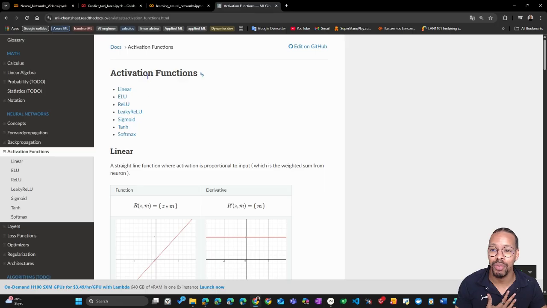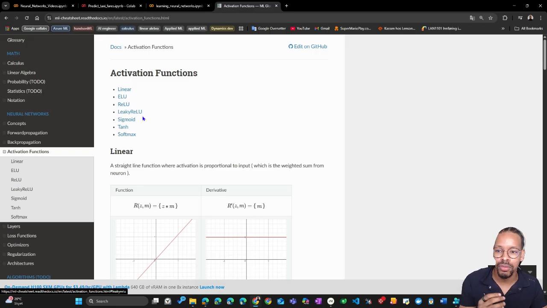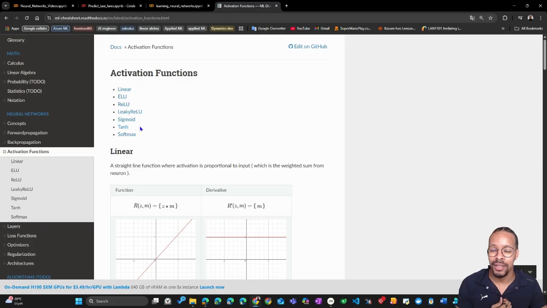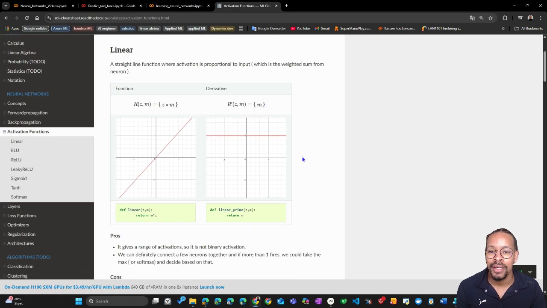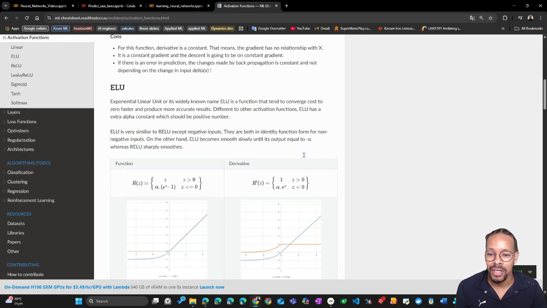And here you can see that we have a couple of activation functions. You have the linear, you have the rectified linear unit, you have leaky ReLU, which we'll look into too. You have the sigmoid, the tanh function and the softmax. So quickly through them, this is how the linear looks, and it's a straight function, quite easy.